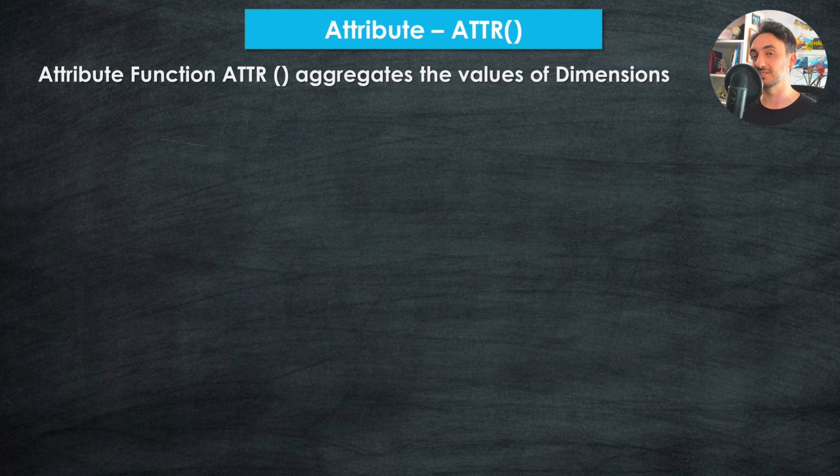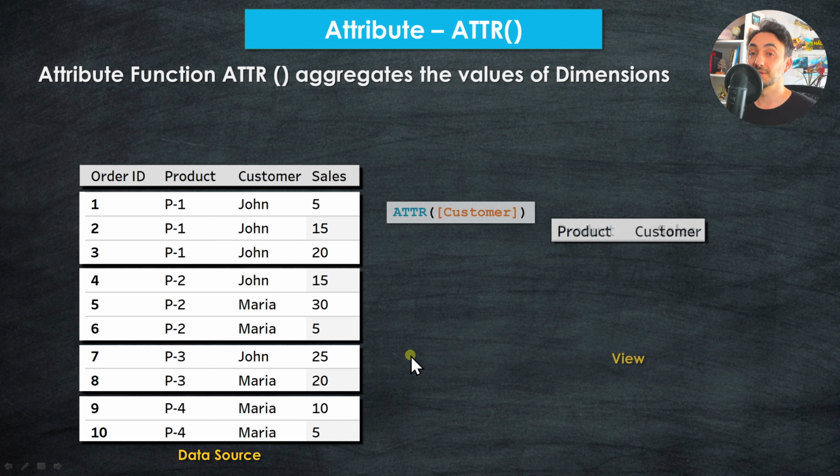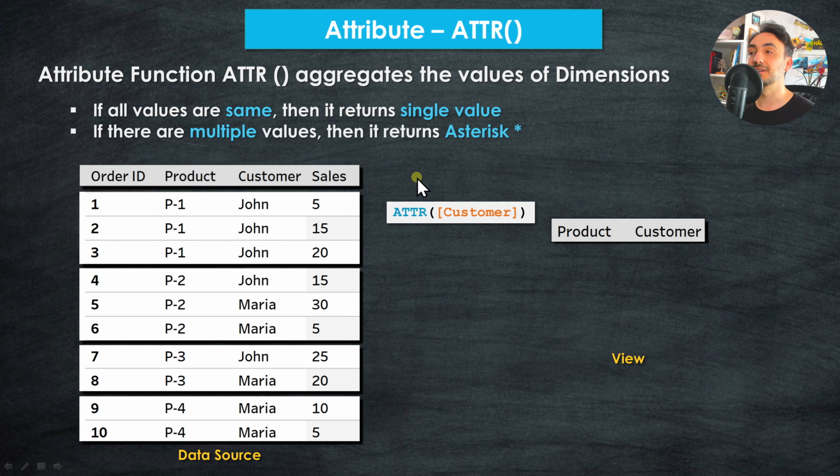So the attribute function in Tableau is going to aggregate the values of the dimensions of the data source and present the result in the view. This time I would like to aggregate the values of the customers by the products. So we can use the function attribute for the customers, and in the view we can have two values. First we have the dimension product. This one is going to define the level of details of this view, and here we have another field where we're going to have the result of aggregating the customers, so the attribute of the customer. Here we have two options. The first one, if all values are the same, then it's going to return a single value, the same value. Or if we have multiple values, then it's going to return an asterisk.